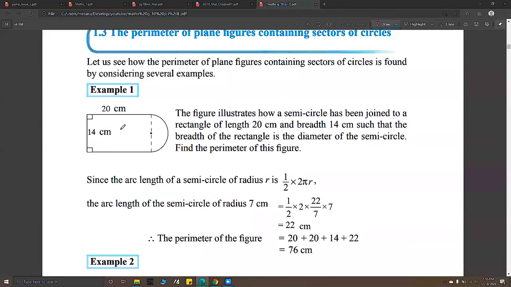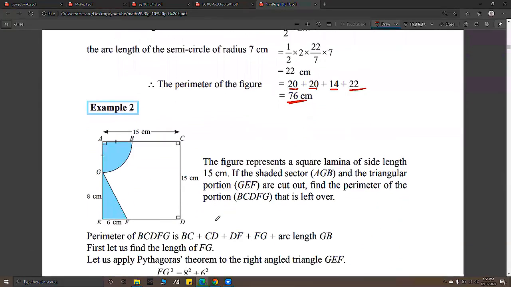Let's go through this one quickly. For the perimeter, if we start from here, this length will be 20. Again, another 20 here. So they have written it like this. Again here a 14 centimeter, which is in here. Then the arc length. How to find it? It's very simple. It's a semicircle. So half into 2 pi r, which is 180 over 360 into 2 pi r, which is 22. So you can just sum up and get the perimeter as 76 centimeters.